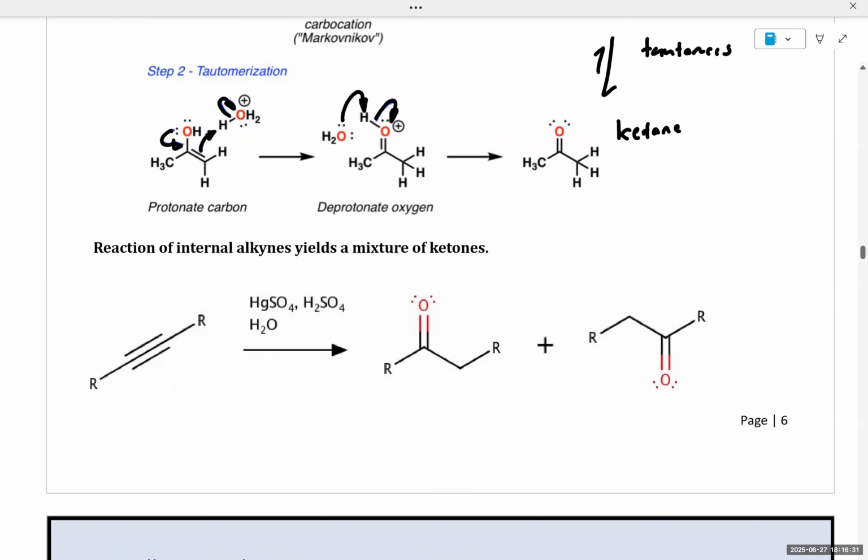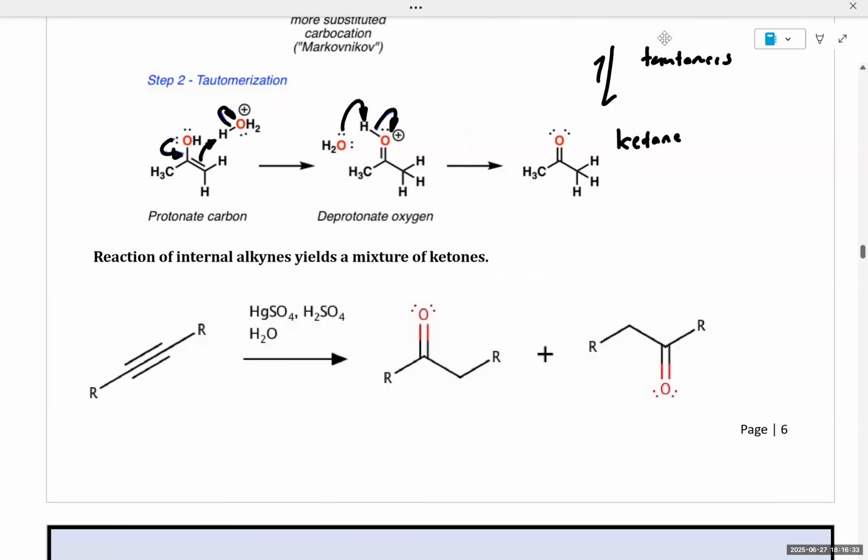So importantly, reaction of internal alkynes yields a mixture of ketones because both of these positions are equally substituted. And thus the carbocation that you make would be equally stable.